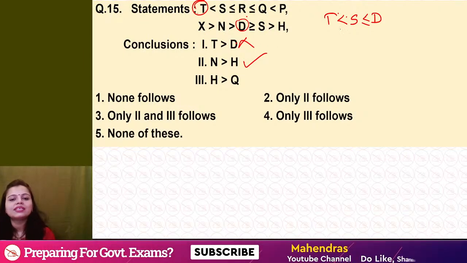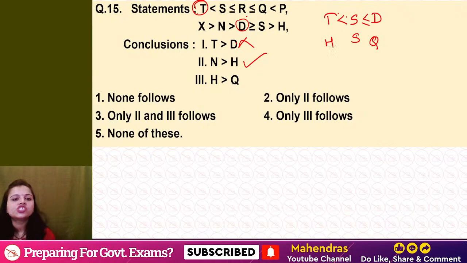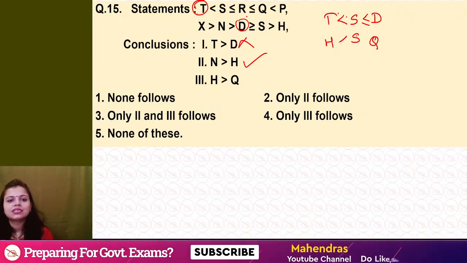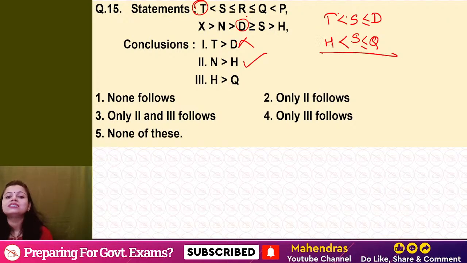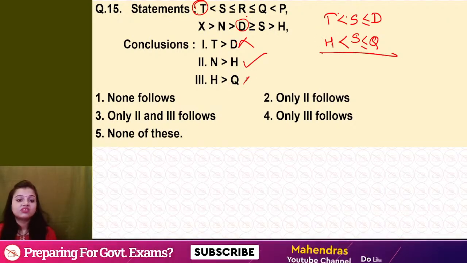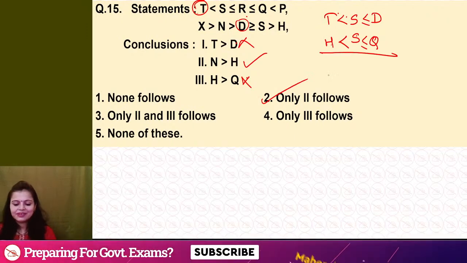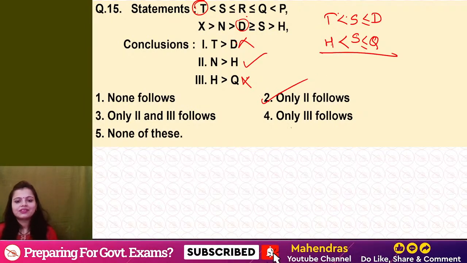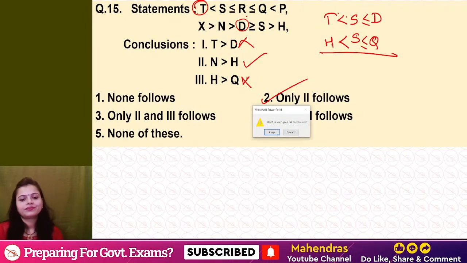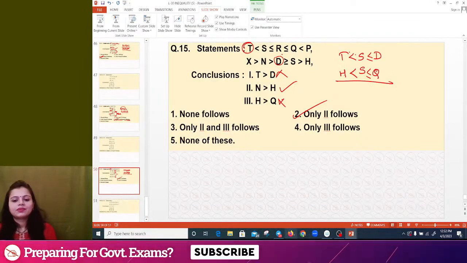H and Q, again S is common. H is less than S. S is less equal to Q. So that means you are getting H is less than Q. But it is saying greater, so wrong. So your answer will be only 2 follows. Yes. Okay. Next.